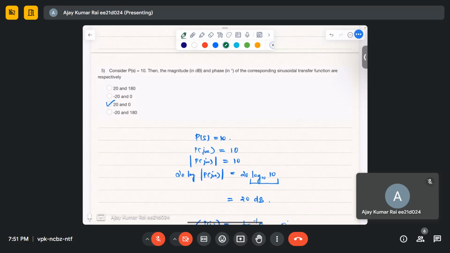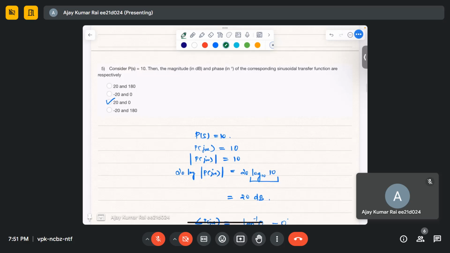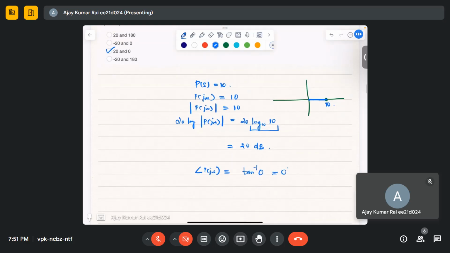And we have a constant function. Constant function means it's not varying with respect to omega. So its magnitude is 20 log of 10. Log of 10 is 1, so 20 is the magnitude. And if you see where it is lying, this is the 10 value, so it is making 0 degree. That's why I've written tan inverse of 0 degree.